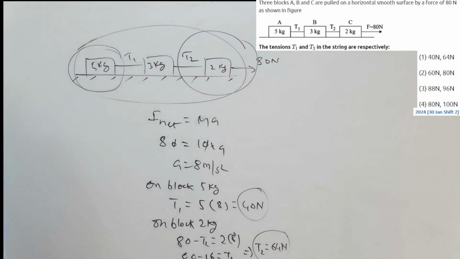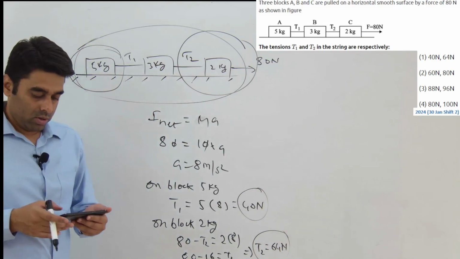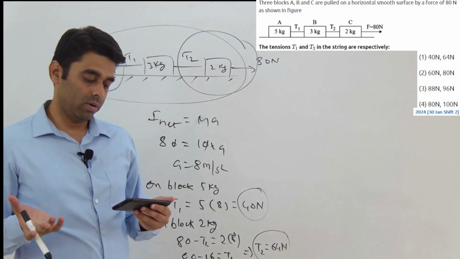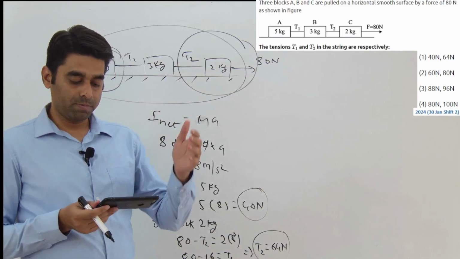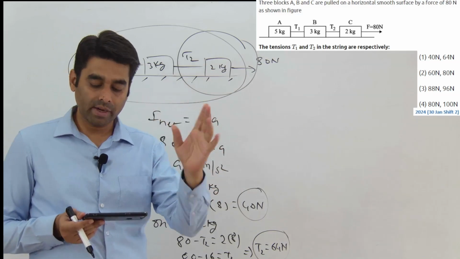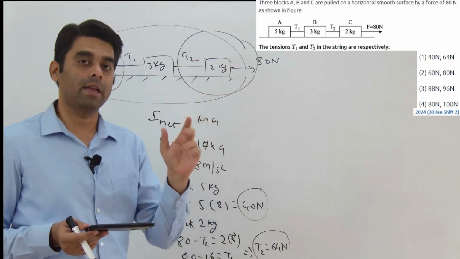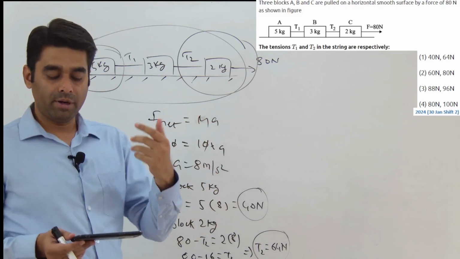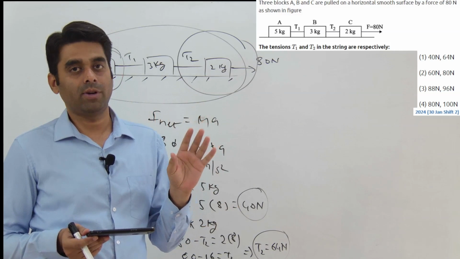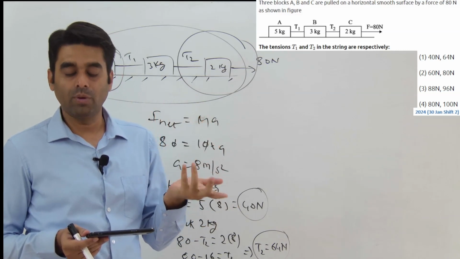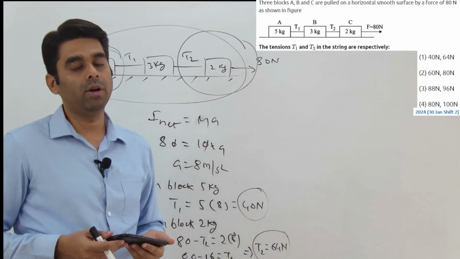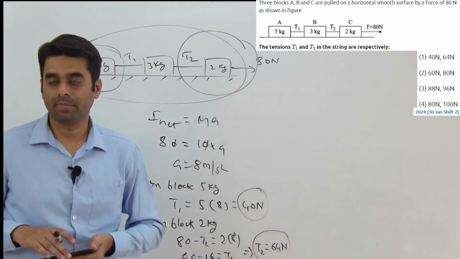Let's look at our options. 40 and 64, option number 1. And the options are given such that T2 was not even required to calculate. We did it, but just because only in the first option is T1 given as 40, and the remaining are all different values. So anyway, we calculated 40 and 64. So our answer will be your first option. Let's move ahead.